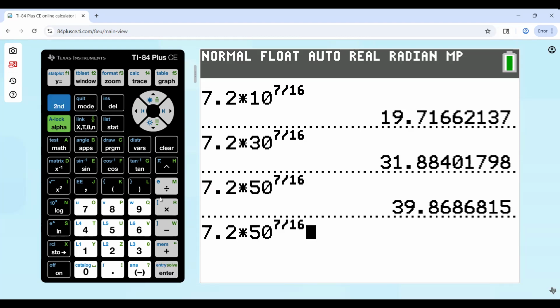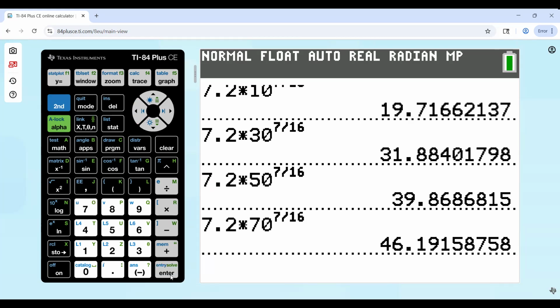And I can't remember, but I think there was a 70 here, so let's do 70, and hopefully that will be enough. And so that's going to be what? 46. So those are the numbers that we have for this. So now let's go back and write those down in our table.